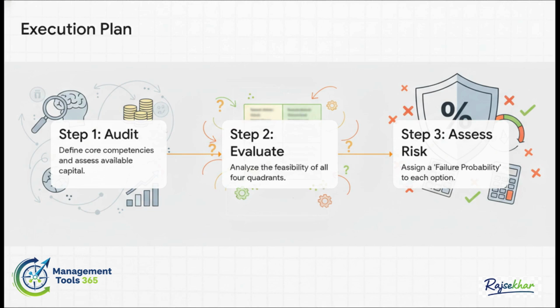Step 1, you look inward. What are we really good at? What cash do we actually have? Step 2, you analyze all 4 quadrants, no skipping ahead. And step 3, you get real about the risk. You put a number on it. This whole process keeps you grounded in reality, not wishful thinking.